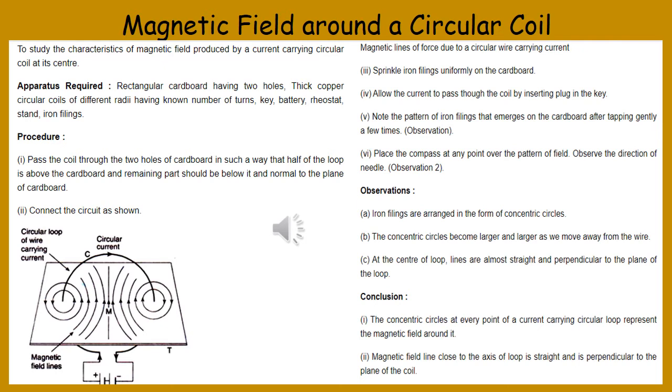Now we will discuss one more activity. We are taking, once again, a cardboard and placing it horizontally. This time, instead of one hole, we are making two holes at a distance apart. We are inserting two straight conducting wires through the two holes and placing the cardboard once again horizontally.